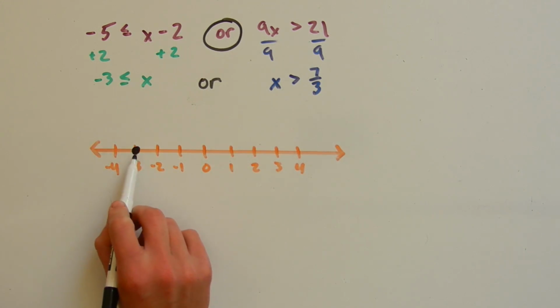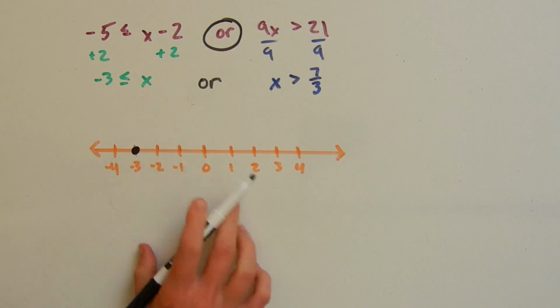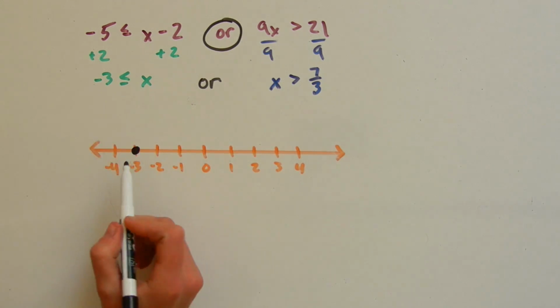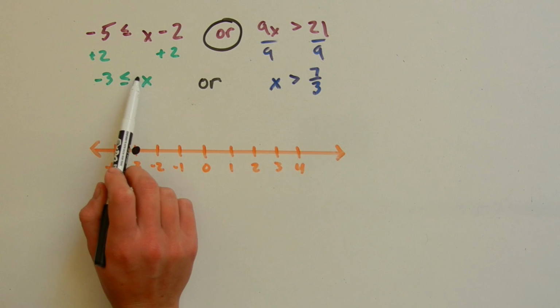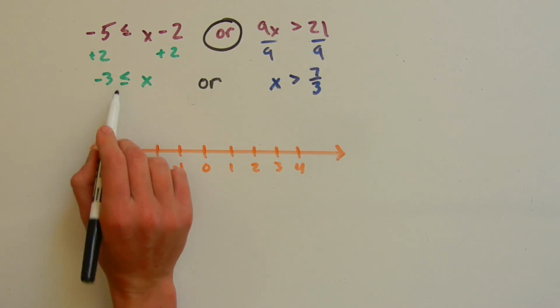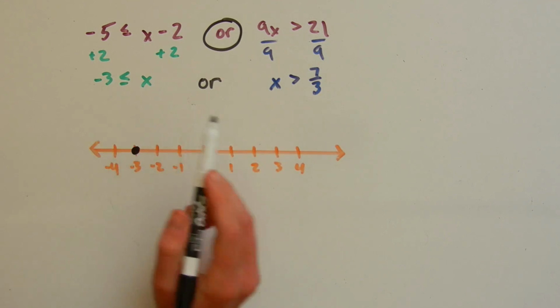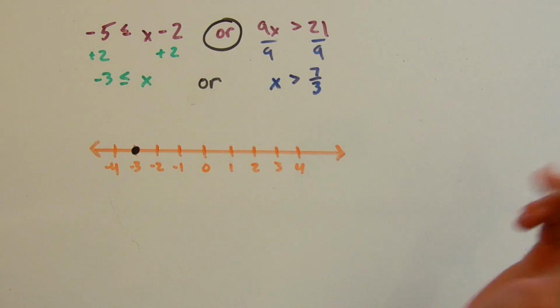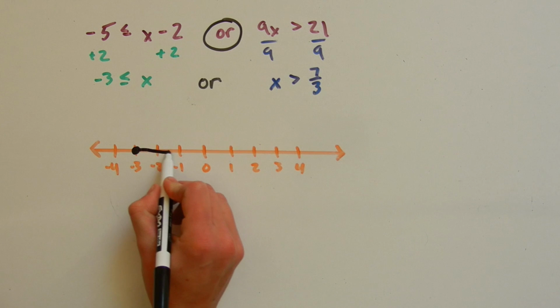So that means x is anything not to the left in this case, because negative 3 is not less than or equal to negative 4, but we're going to be shading it to the right, because negative 3 is less than or equal to negative 2. Negative 3 is less than or equal to 0, and so on. So we're going to be shading in to the right.